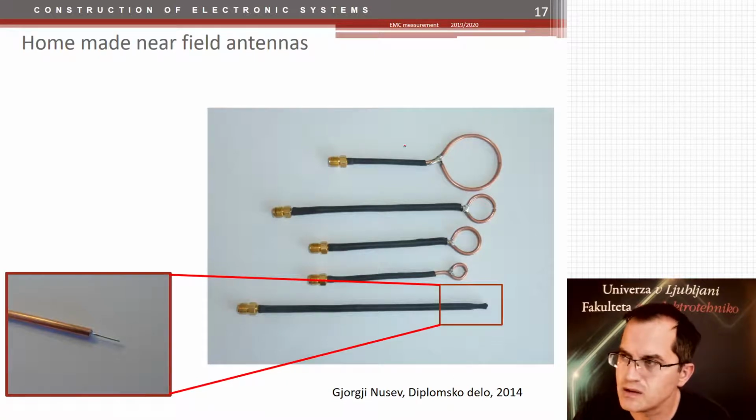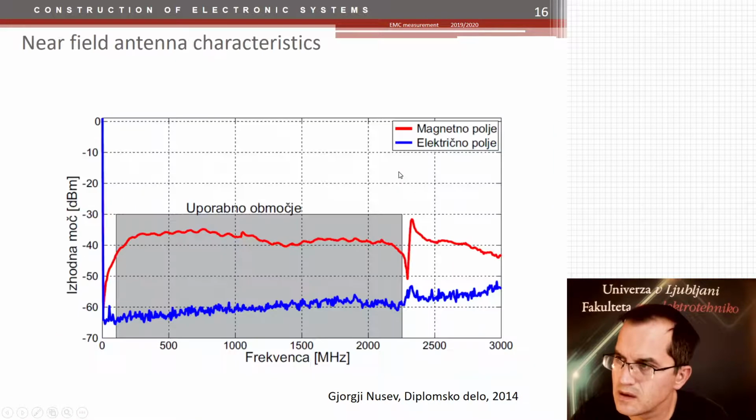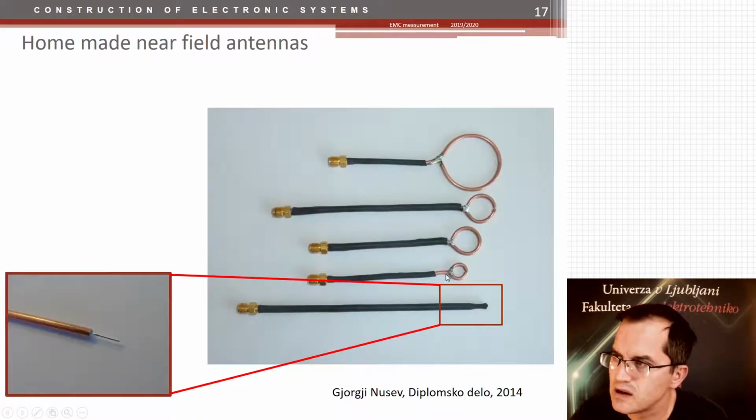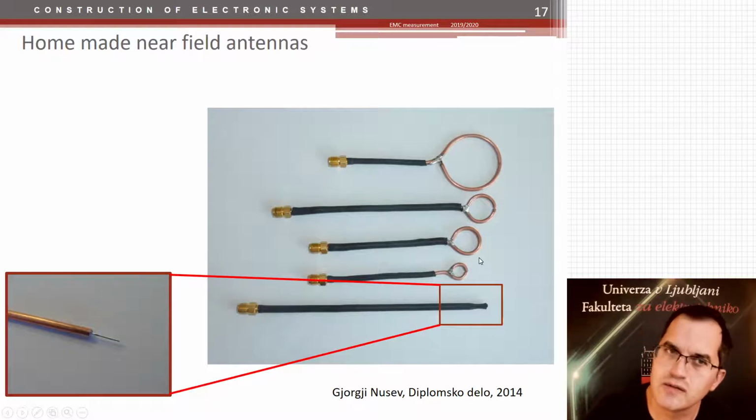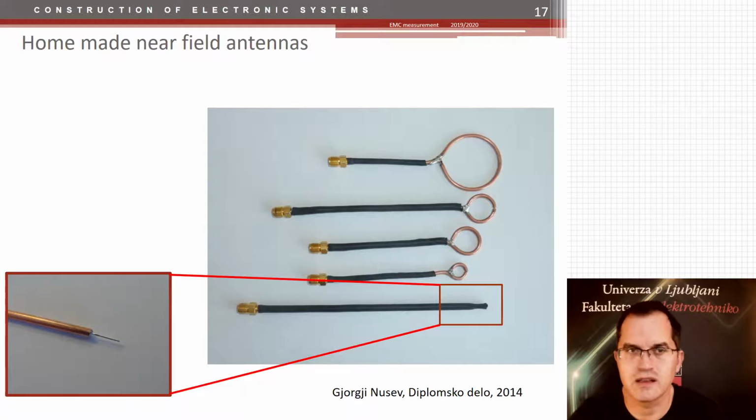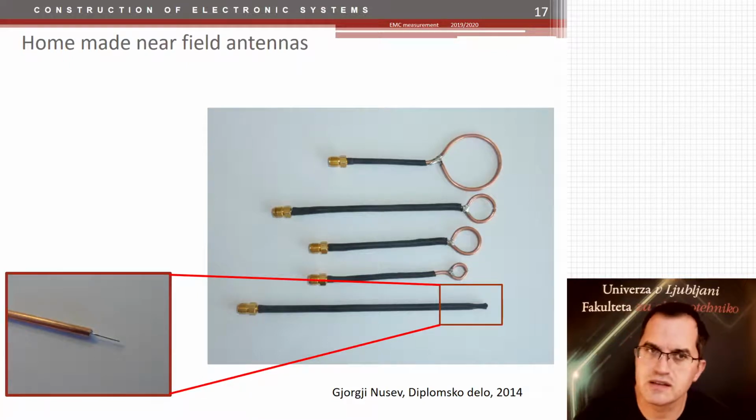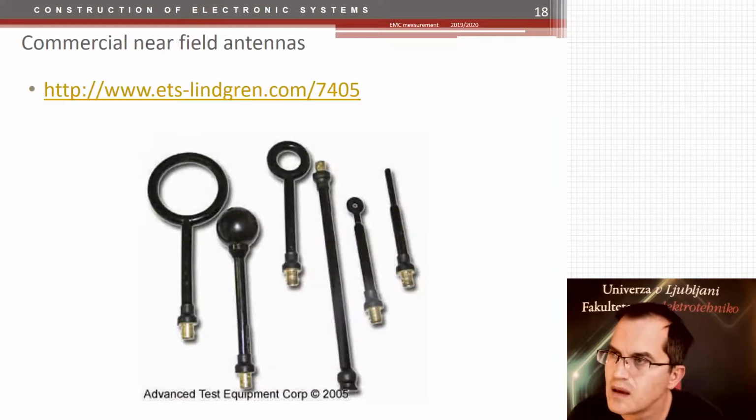Maybe that one you can use up to a few 100 megahertz, while this one here can be used up to 2.4 gigahertz. So these are different probes that we made, one for electric field and one for magnetic. By that you can test your device for electric field and magnetic field sources, and you detect the exact location of them. You can buy such probes also commercially, and you can use them.